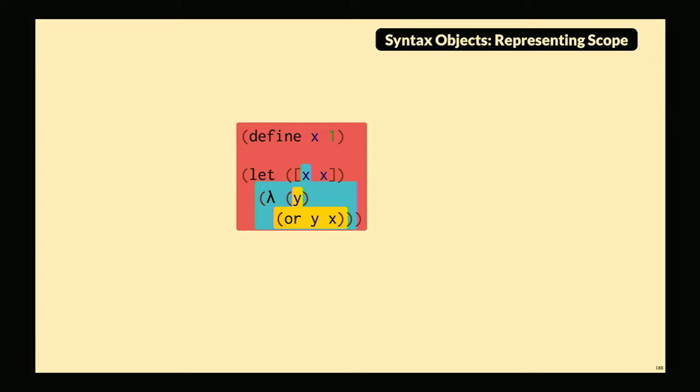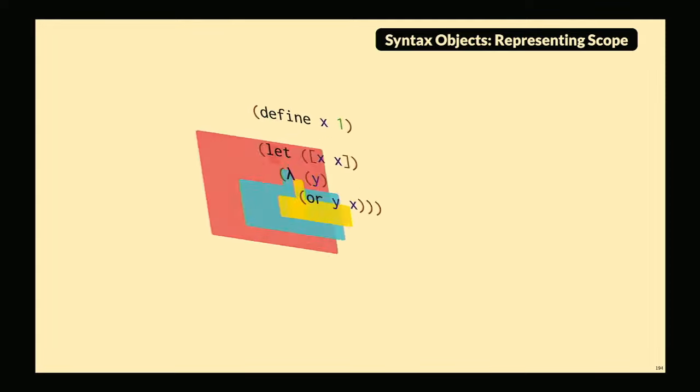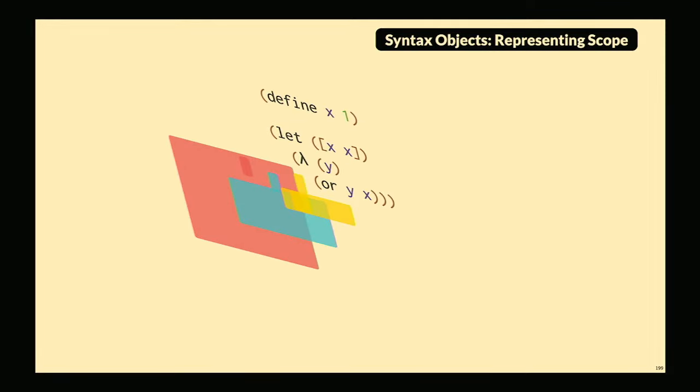So there's the red scope, and then inside that there's the blue scope, and then inside that there's the yellow scope. And you can see that this let operator is not a recursive thing because it's not blue here, right? So you can see the kind of scope structure of this. This picture is a little bit confusing, though, because it's sort of a three-dimensional picture, right? There's like the red thing is kind of behind the blue thing is behind the yellow thing.